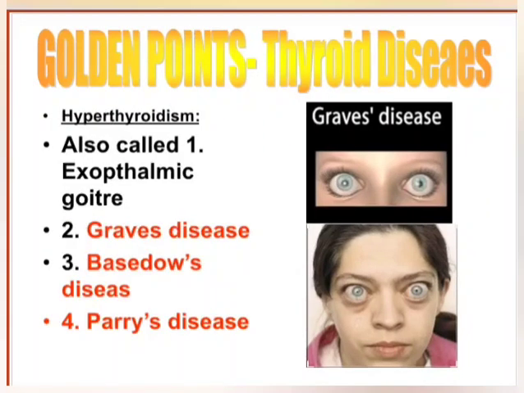This grave disease has many names: number 1, exophthalmic goiter; number 2, grave disease; number 3, Basedow disease; and number 4, Barrett's disease. Usually in the NEET exam, they may not ask directly about grave disease. They may ask other technical terms in order to confuse the candidate. So remember these disease technical terms carefully.